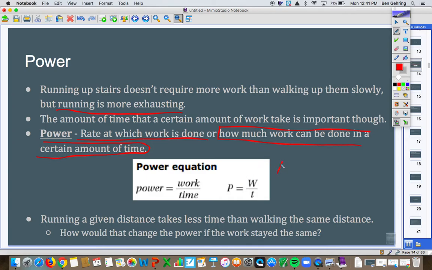So power is equal to work divided by time, which is shown to you in that white box to the left of where I'm writing. Work divided by time. So again, running a given distance takes less time than walking that same distance. Therefore, you're doing more, or you have more power. Because you're going faster, there's less time, so you're going to get a bigger number when you divide those two.